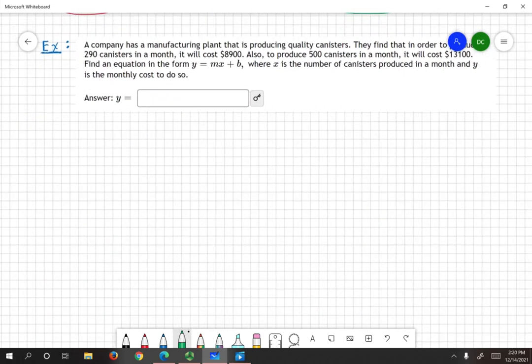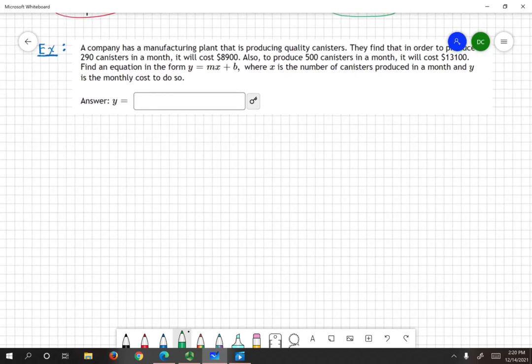Now it's everybody's favorite thing. It is a word problem. Yes, I know you like word problems. That is me slurping my water.